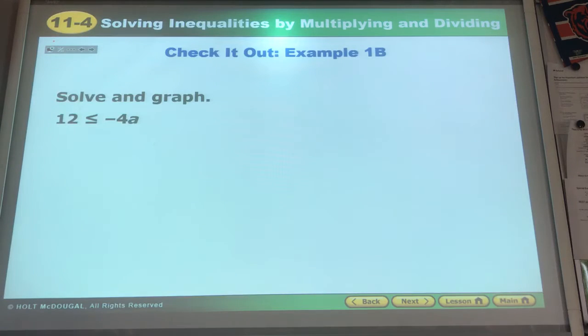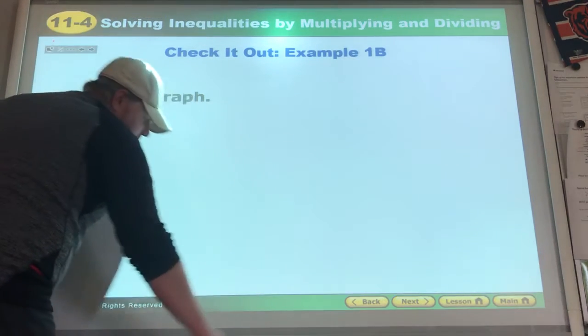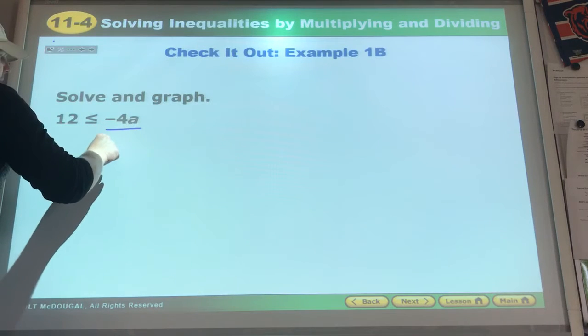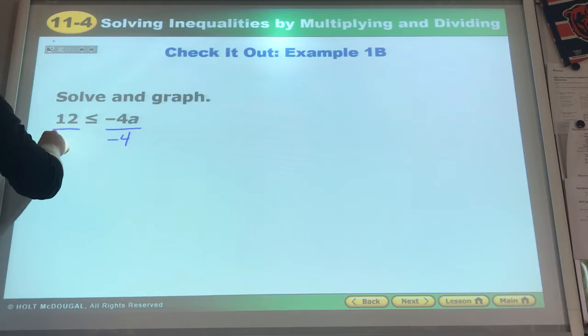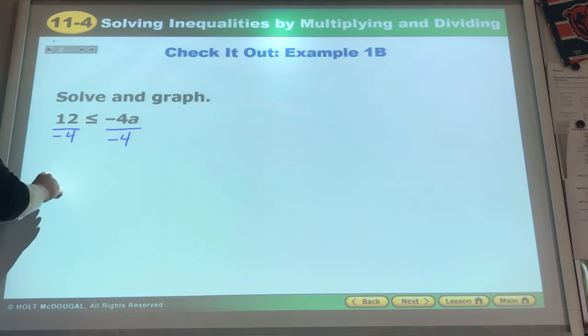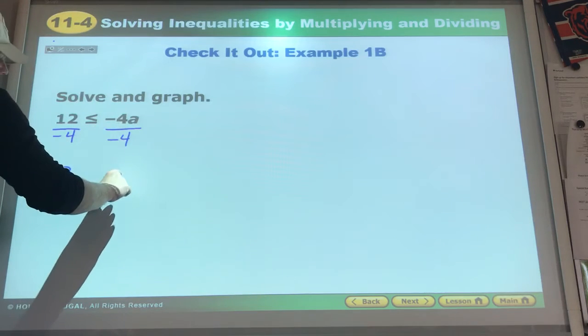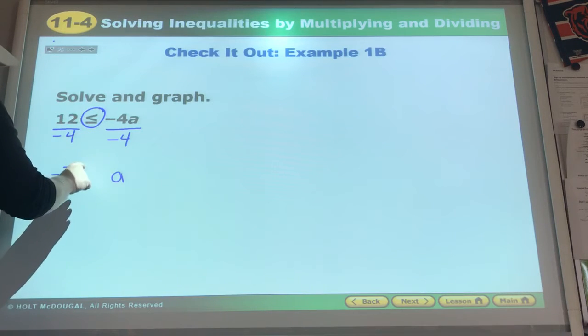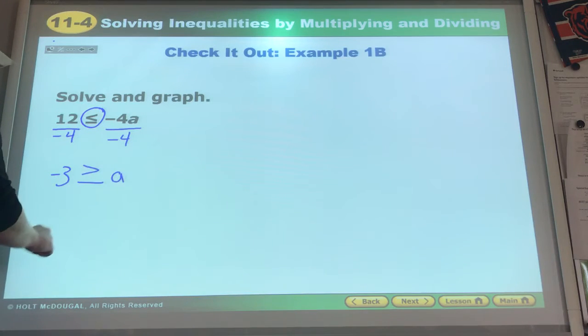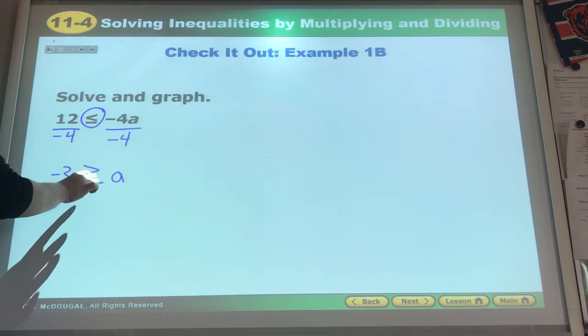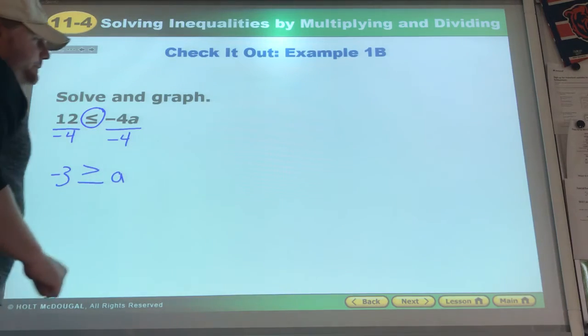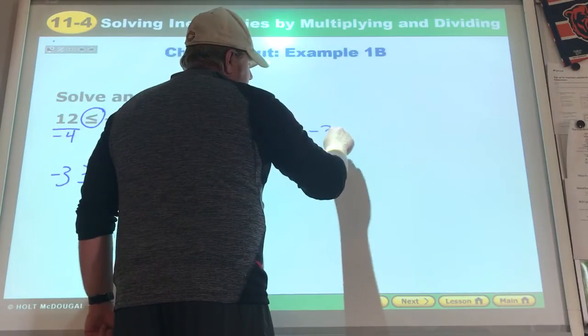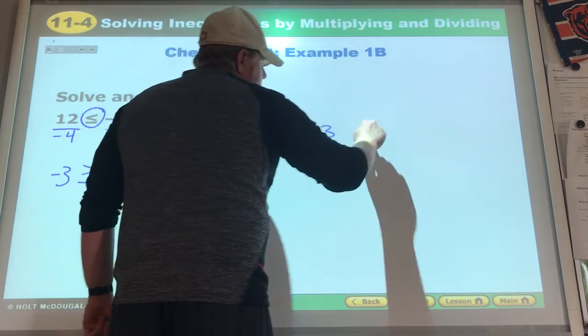All right. Now, warning, negative 4. Got to divide by a negative. Got to divide by a negative. So negative 3 and a. Since we divided both by a negative, we must change the direction of that. A is less than or equal to negative 3. Negative 3, negative 4, negative 2.